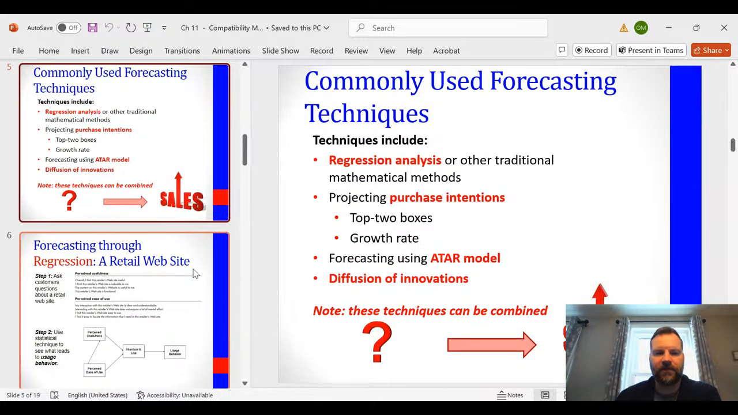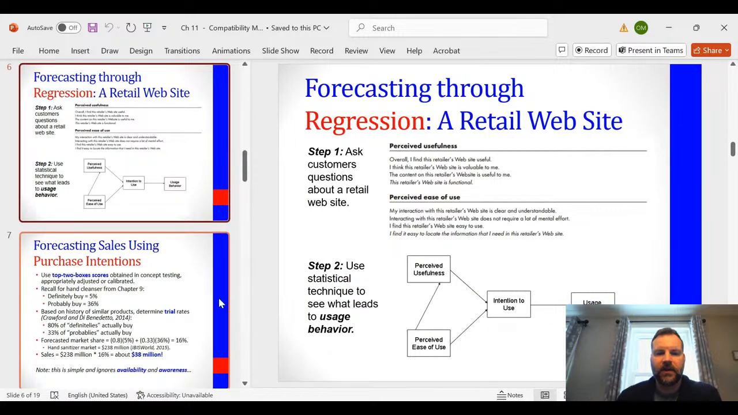Like I said, we're going to go through a few of these different methods like regression analysis, purchase intentions, ATAR model, etc. So regression analysis, some of you might have done this already in other classes like statistics. You will definitely spend some time on this in marketing analytics once you take that class. But the basic idea here is you gather data using those 5-point scales we've talked a lot about. You gather data on different metrics to try to see, what can predict whether or not someone will use something.